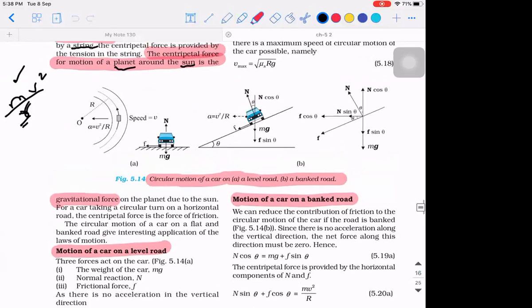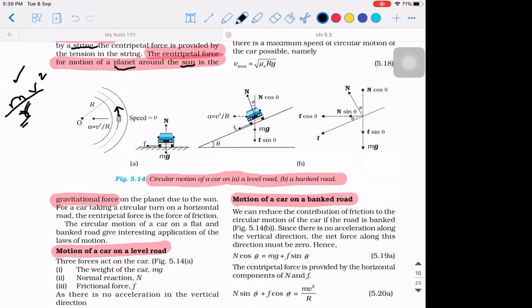Observe it. Whatever I explained, you're seeing from the top view. If you keep your mobile on the desk, then you're seeing from the top view. This is the center. And what is happening to the car? The car is trying to take a turn.